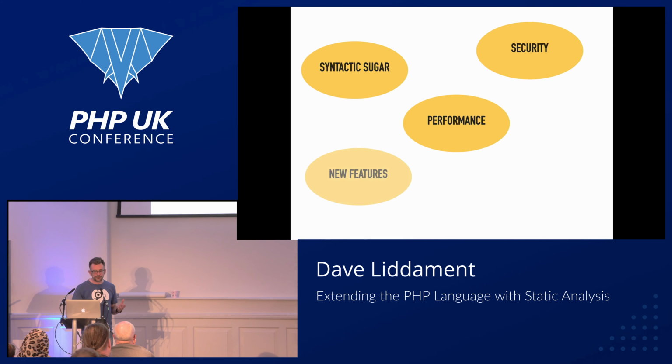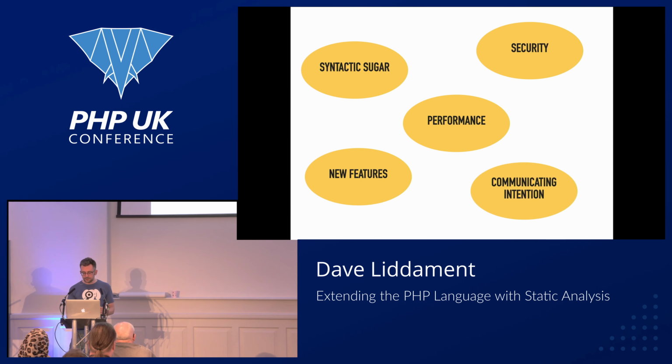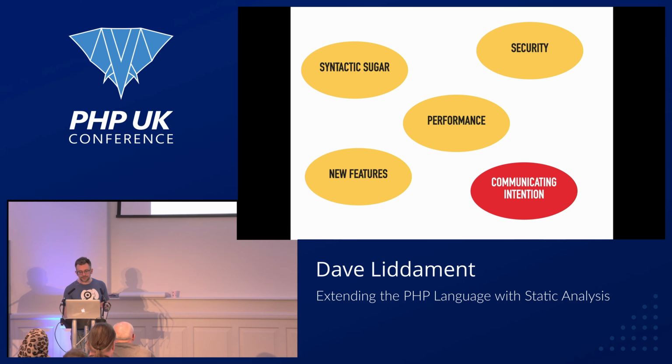You've got performance ones, things like the JIT. You've got new features, things like enum, I suppose. And then you've got things like communicating intent. And we'll look at that in a moment. And a lot of RFCs probably overlap on some of these definitions. And in doing what I'm proposing, it is really this communicating intention category that we can use static analysis to emulate new features.